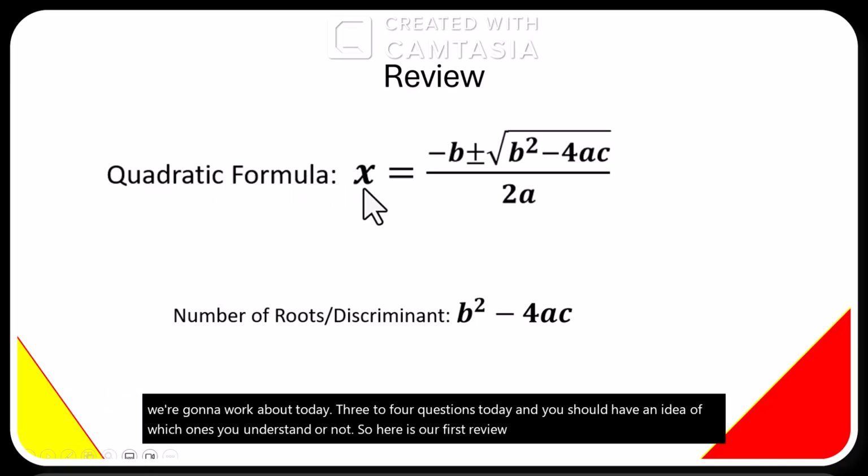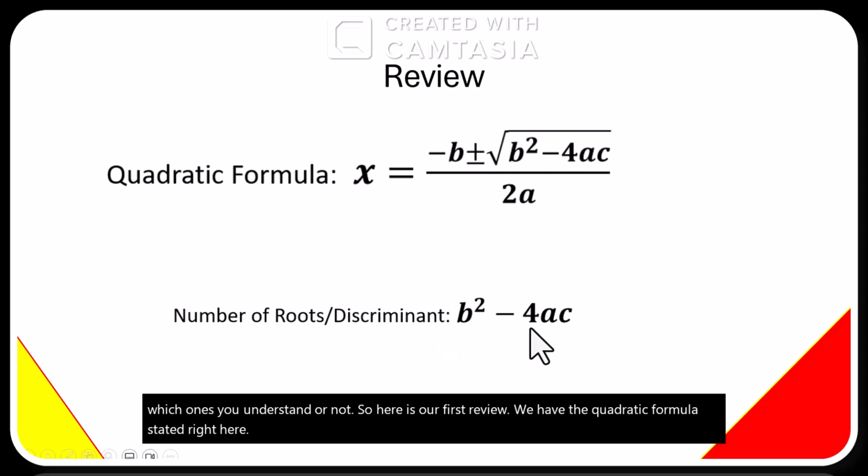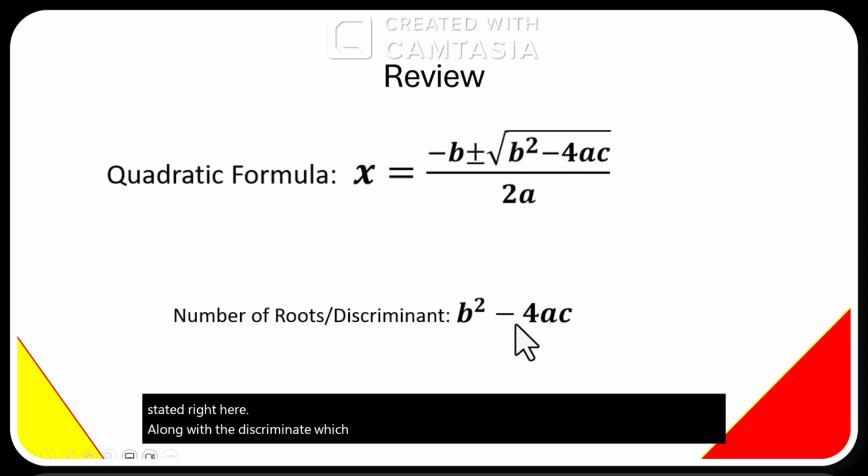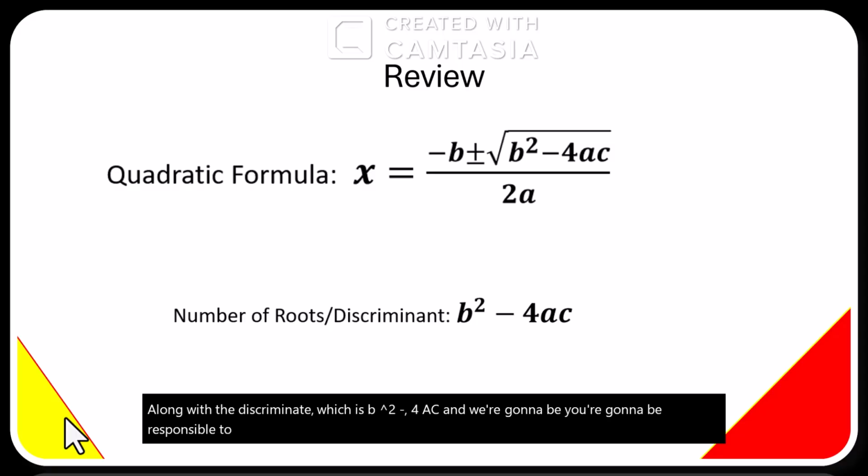We have the quadratic formula stated right here, along with the discriminant, which is b squared minus 4ac. And you're going to be responsible to memorize these equations and be able to know the difference. So let's get started with the first question.